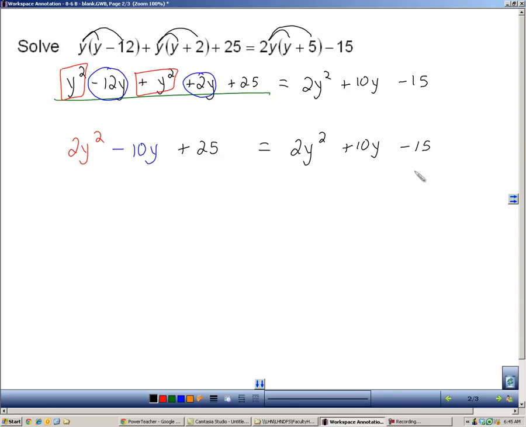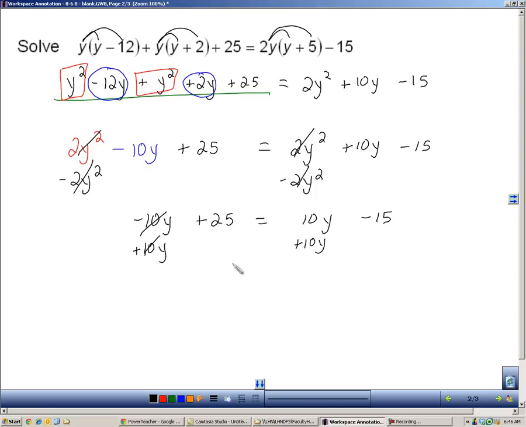And now I can continue to solve. Try to get all the letters on one side. I do that here by subtracting 2y squared. And what happens is they cancel because that's a 0 and that's a 0. So negative 10y plus 25 equals 10y minus 15. I like to move the variable with the smaller coefficient. Negative 10 is smaller than positive 10. So I will add 10y. These will cancel, leaving me with 25 equals 20y minus 15.